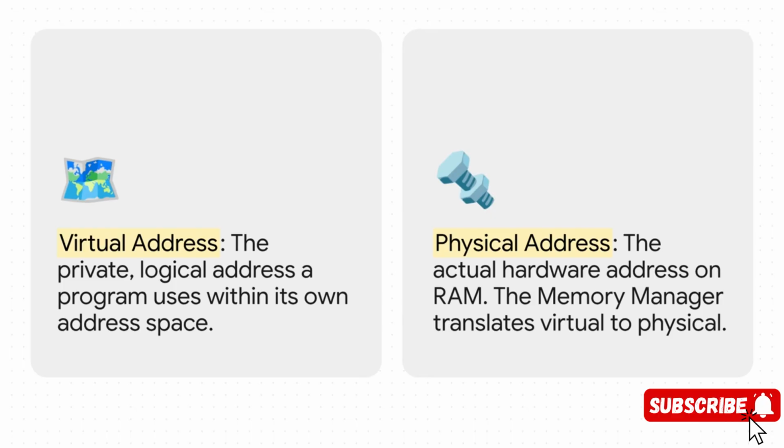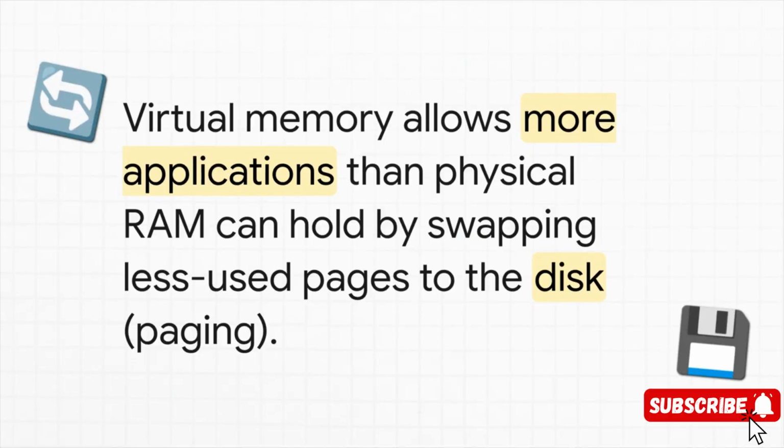Then, behind the scenes, the CPU and the memory manager are constantly working together, translating that virtual address into a real physical spot on your RAM chips. And the application has no idea this is even happening. And this whole system, this virtual memory illusion, is what makes multitasking feel so seamless.